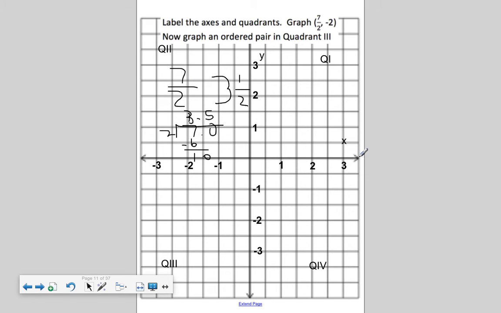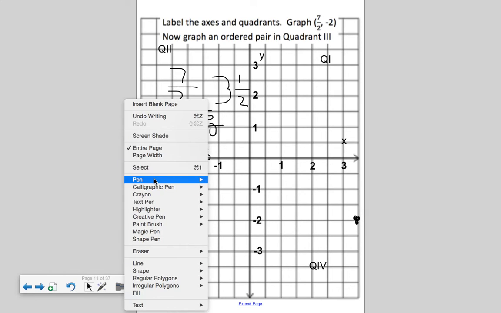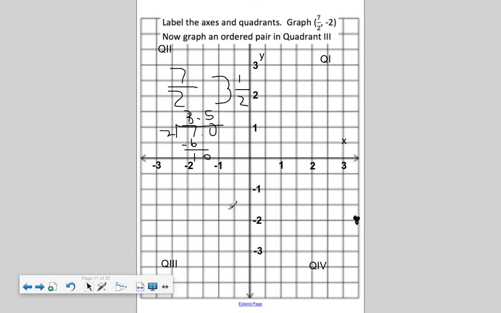So I know it goes right here. Then it says -2. Is -2 above or below? It's below, so I graph it right here. Next question. It says, graph an ordered pair in quadrant 3. Quadrant 3 is here. So I'm just going to stick one right here.